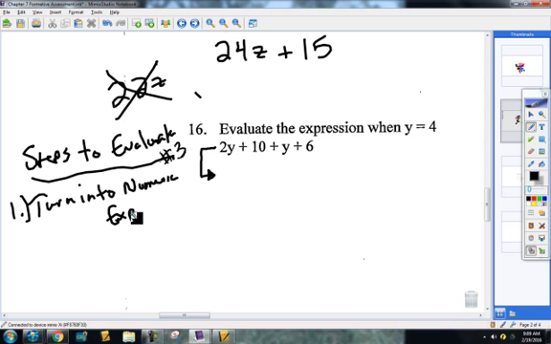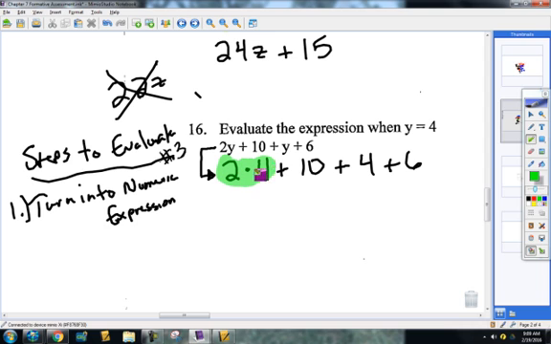Another way to say it: plug in whatever the variable equals, but you do no math. A number touching a variable obviously means multiply, so we're going to have 2 times 4 plus 10 plus 4 plus 6. If you don't have that line exactly like that, it is wrong. You do not get the point. I've told you from the beginning, I want it done that way, just to protect you guys from getting it wrong.